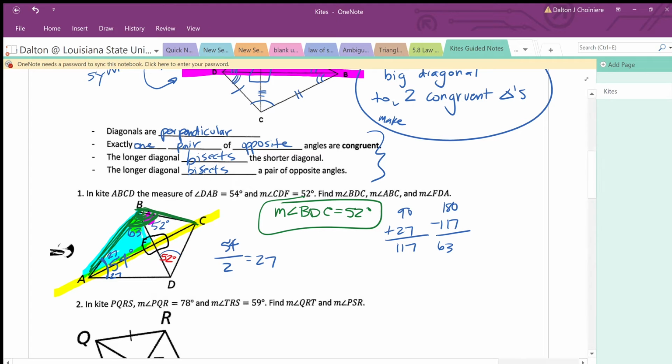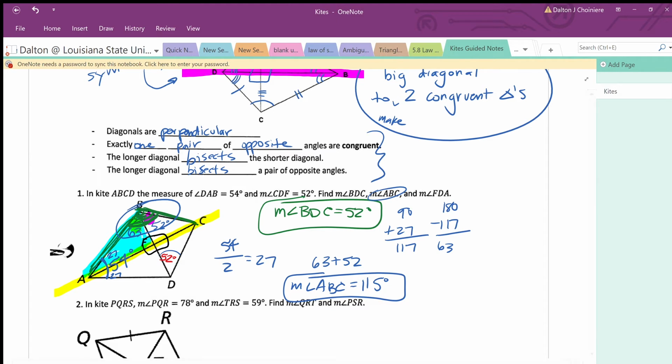So then if I add these two angles together, I'll get the total for ABC. So then I'm going to do 63 plus 52, and I'm going to get the measure of angle ABC is 115 degrees. So there's my second answer for the measure of angle ABC.